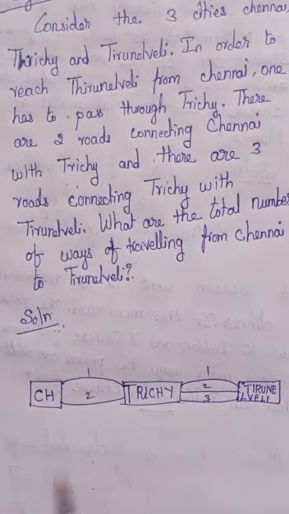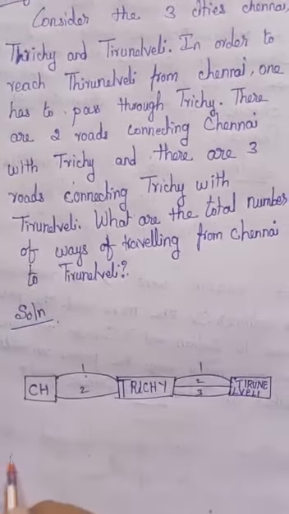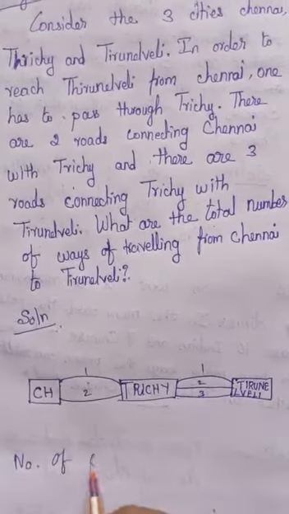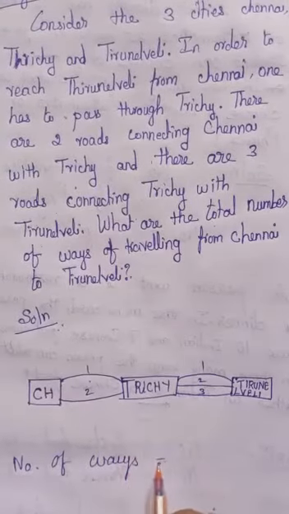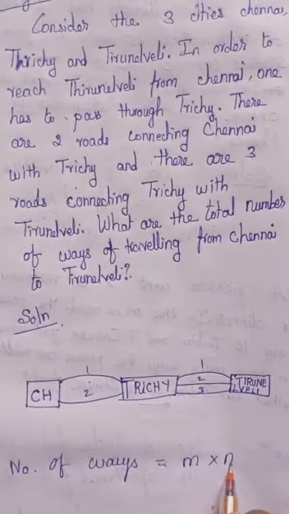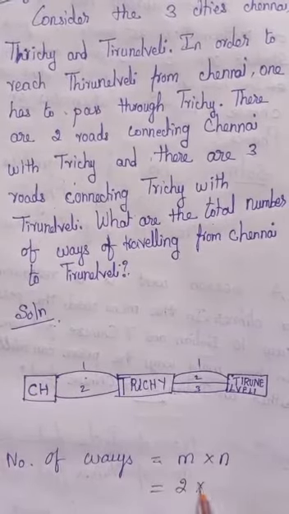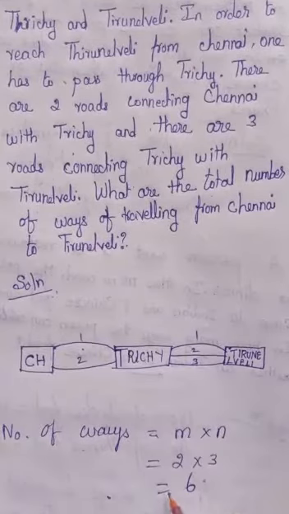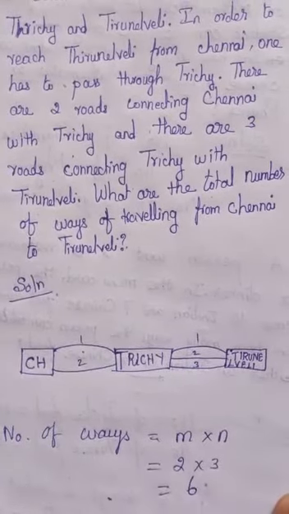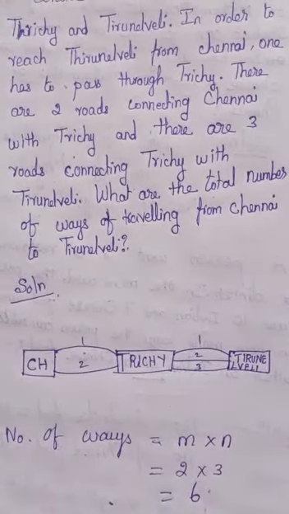So both we need, this and that. So the number of ways, can you tell me? As we know, the number of ways is equal to m into n. Here 2 into 3, that is equal to 6. Is it clear? Shall we move to the next example?